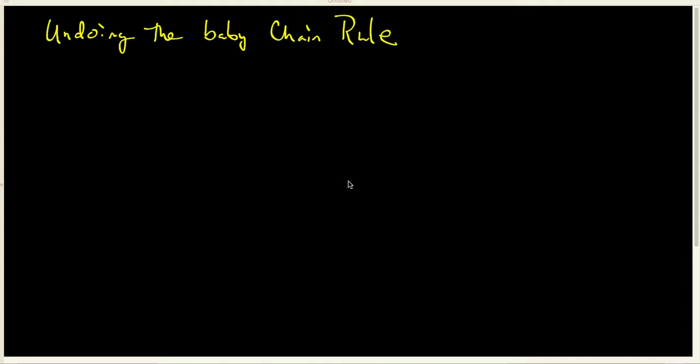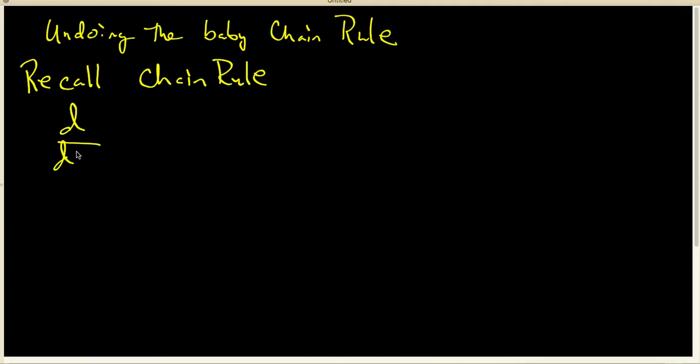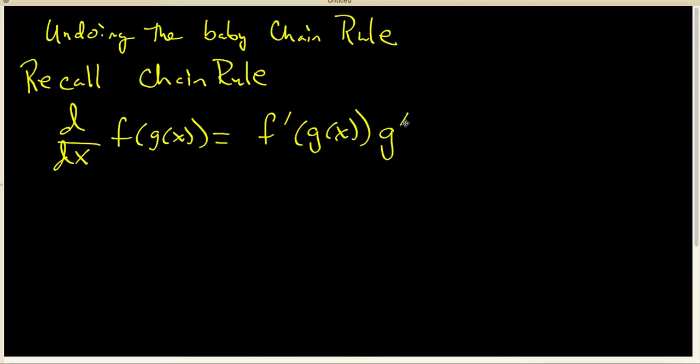In this video, I want to look at a process that I refer to as undoing the baby chain rule. To get started, I want to recall what the full-fledged version of the chain rule actually says. The chain rule is a major differentiation rule that you learned in Calculus 1. It says that if I want the derivative of f of g of x, I have to find the derivative of f, but evaluate it at g of x, and then multiply that answer by g prime.